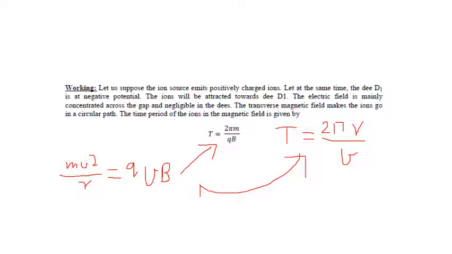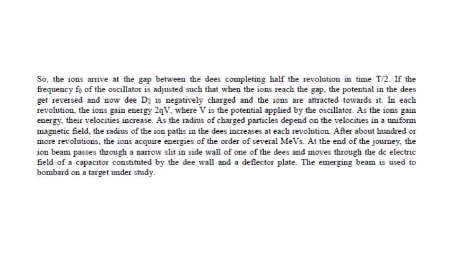So how can you calculate the time period now? If you maintain this, the ion arrives at the gap between the Ds, completing half a revolution in time T by 2. If the frequency f0 of the oscillator is adjusted such that the ions reach the gap, the potential in the Ds gets reversed and now D2 is negatively charged. Again, the ion is attracted towards the second D.